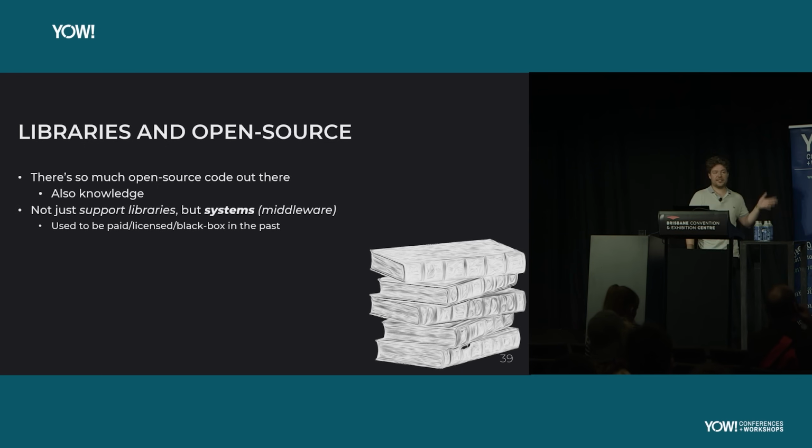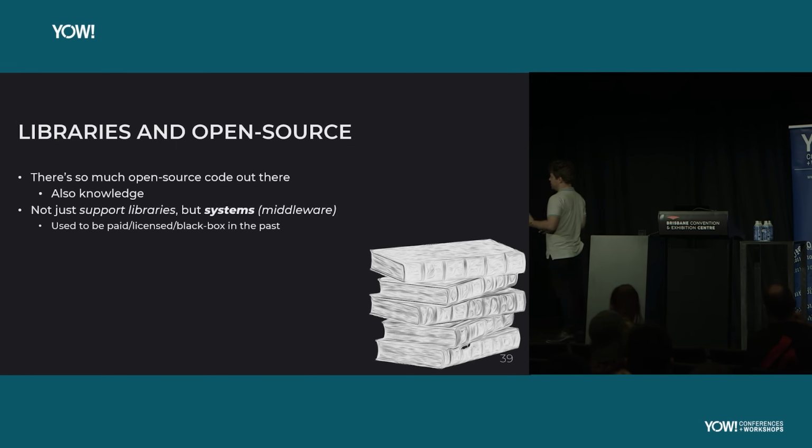And again, not just support libraries on GitHub, but entire systems and middleware, a lot of which used to be paid or licensed or black box in the past. An example from my industry is NVIDIA GameWorks. They have a bunch of these SDKs that can, for example, improve the graphics of your game. They used to provide this to you as a DLL that you just plug into your pipeline and your graphics will look better. But now, NVIDIA GameWorks is just open source, MIT licensed on GitHub. All the C++ code, all the shaders, they're all just there. So times have really changed.